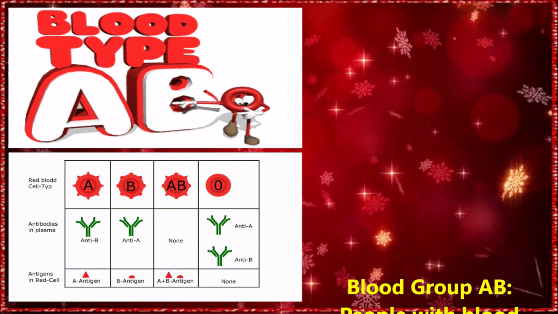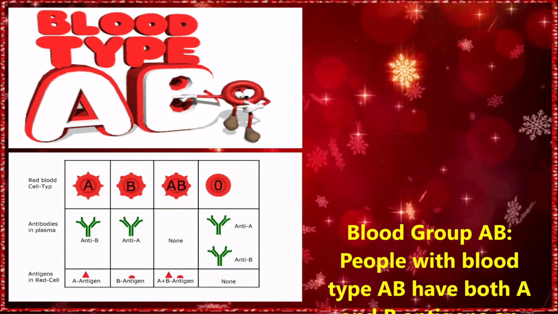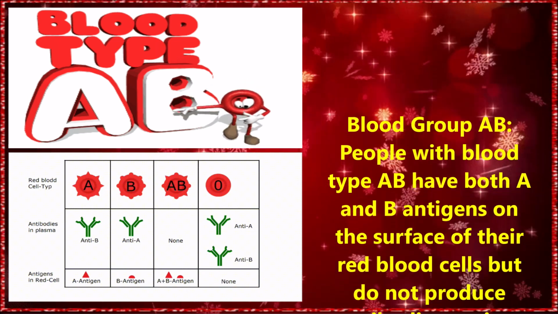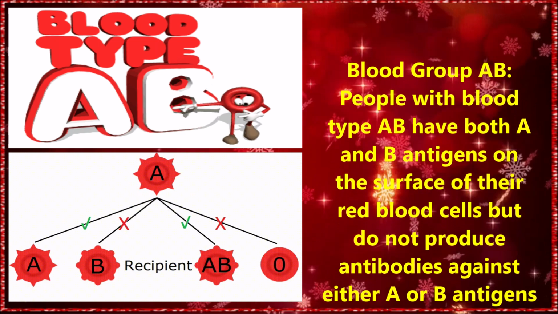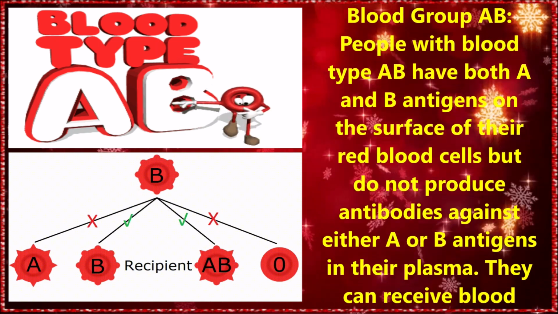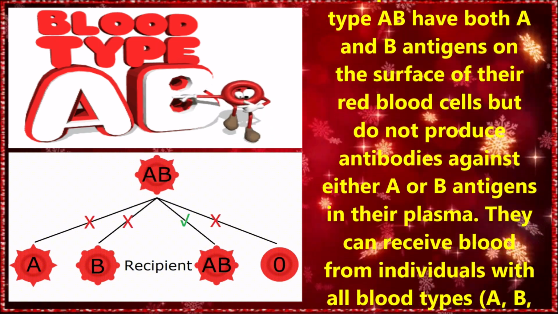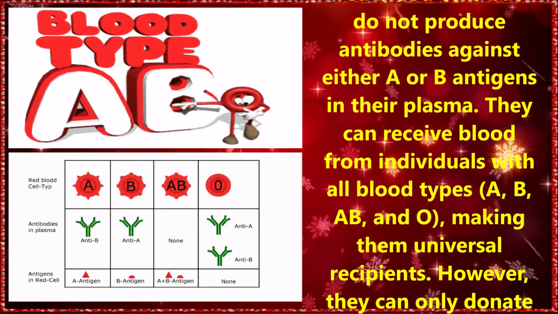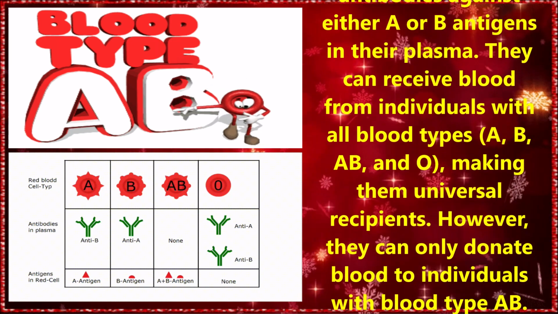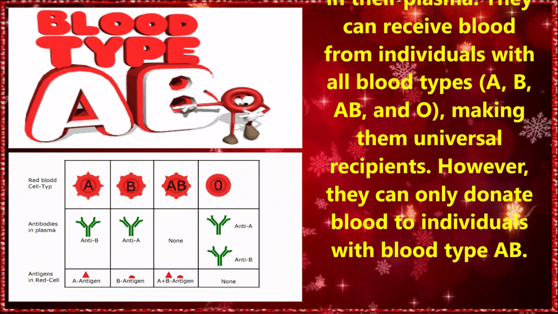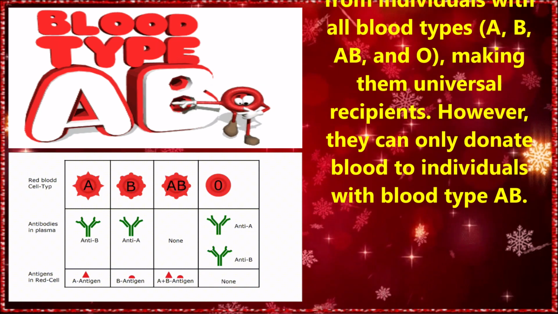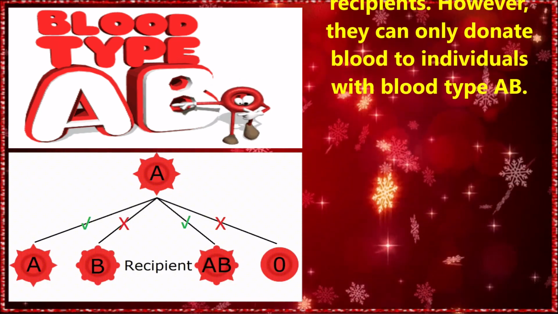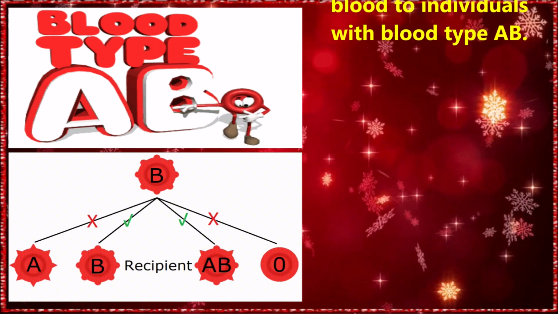Let us discuss blood group AB. People with blood type AB have both A and B antigens on the surface of their red blood cells but do not produce antibodies against either A or B antigens in their plasma. They can receive blood from individuals with all types of blood, like A, B, AB and O, making them universal recipients. However, they can only donate blood to individuals with blood group AB.